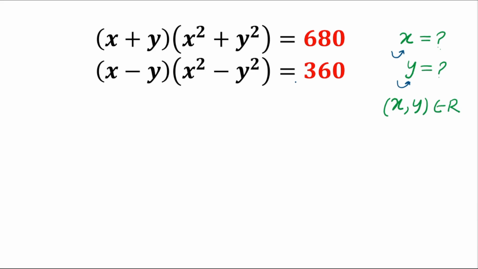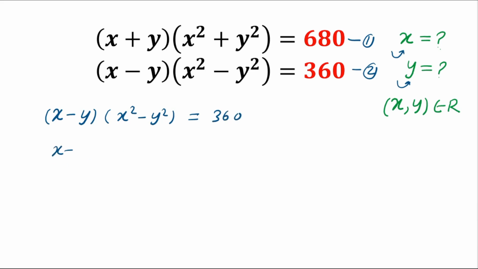Now let's start the solution of this question. Let us consider this is equation number first and this is equation number second. Now first look carefully at equation number second. Equation number second is (x − y) multiplied by (x² − y²), and this equals 360. (x − y) is multiplied by the factor of x² − y².